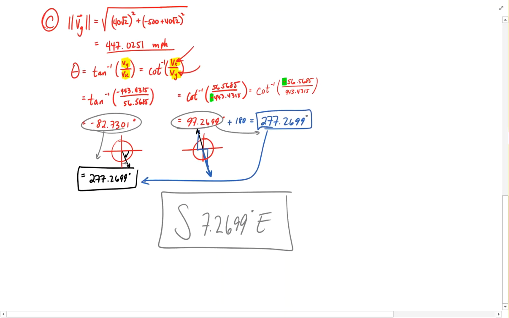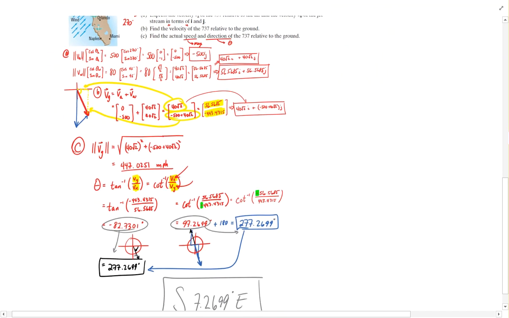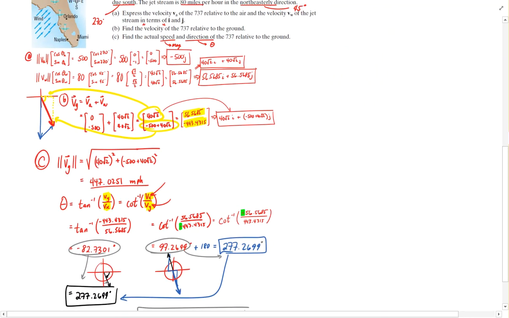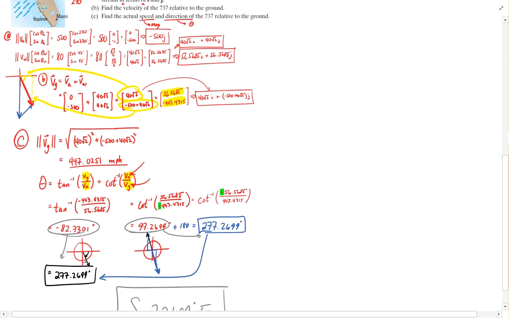So I hope that helps. I know in class we were a little bit distracted and sidetracked with our conversation, but again, this was meant to clarify all of that.